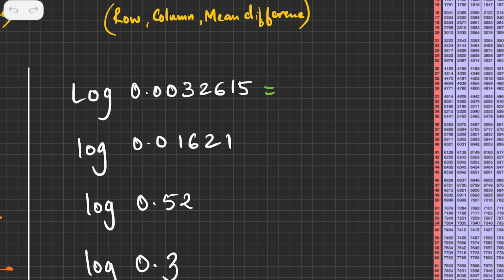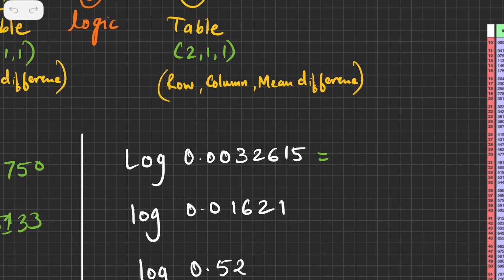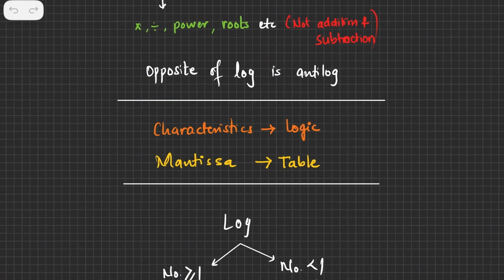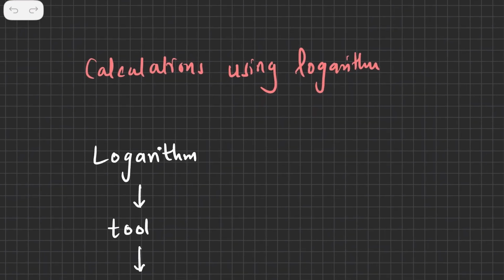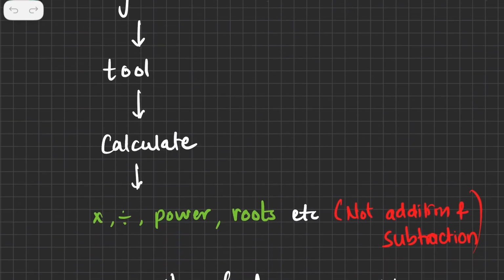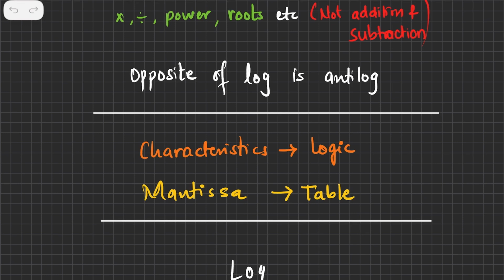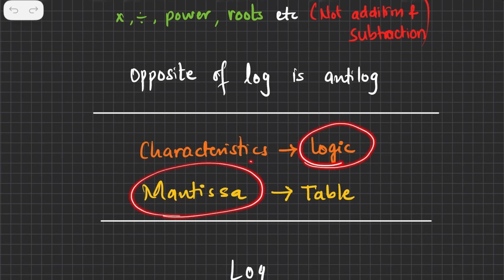Here we are with another video of understanding how to calculate using logarithms. So yesterday we had discussed in the previous video how to calculate with logarithms. Logarithm has two aspects. One is the characteristic and the other is Mantissa. Characteristic is found out by logic and Mantissa is found out by the table.